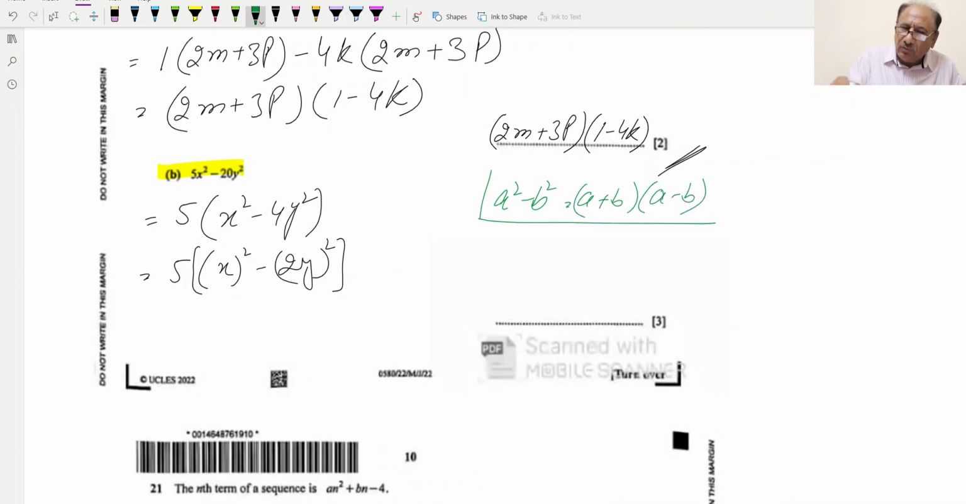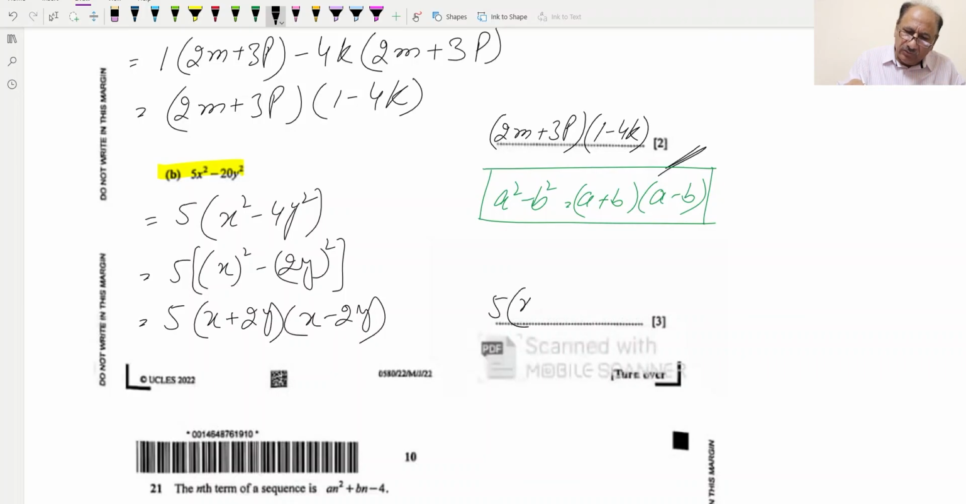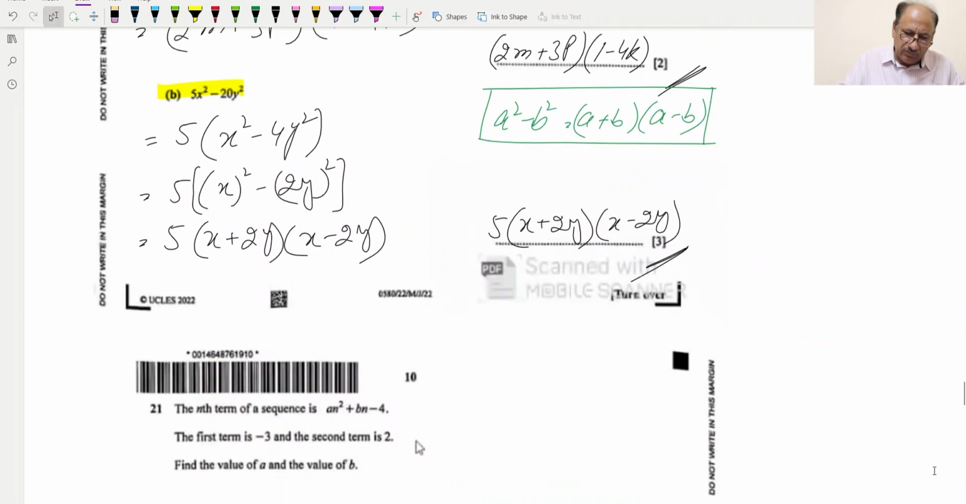We will apply this formula, and we can rewrite it as 5, and inside will be x plus 2y and x minus 2y. This will be our final answer, which we can provide over here, and this is a 3-mark question which is done.